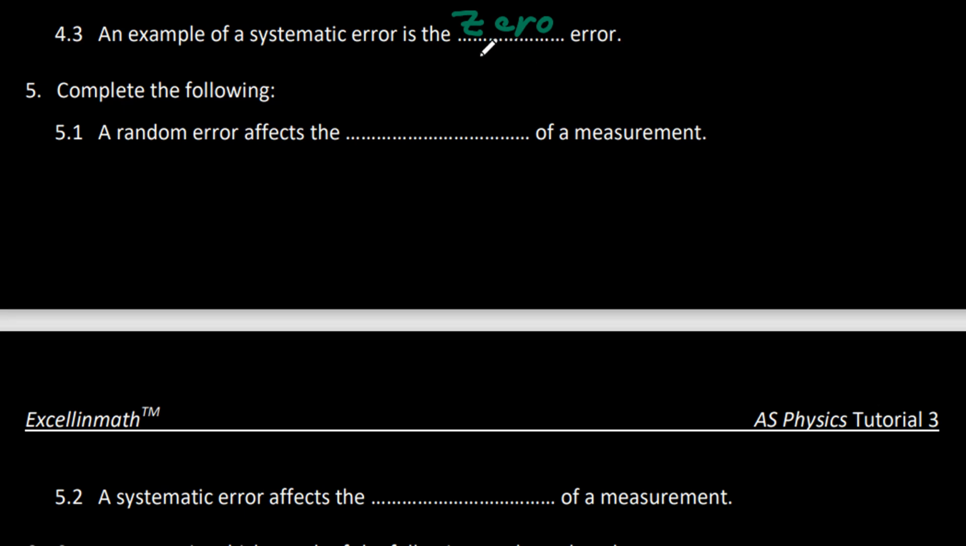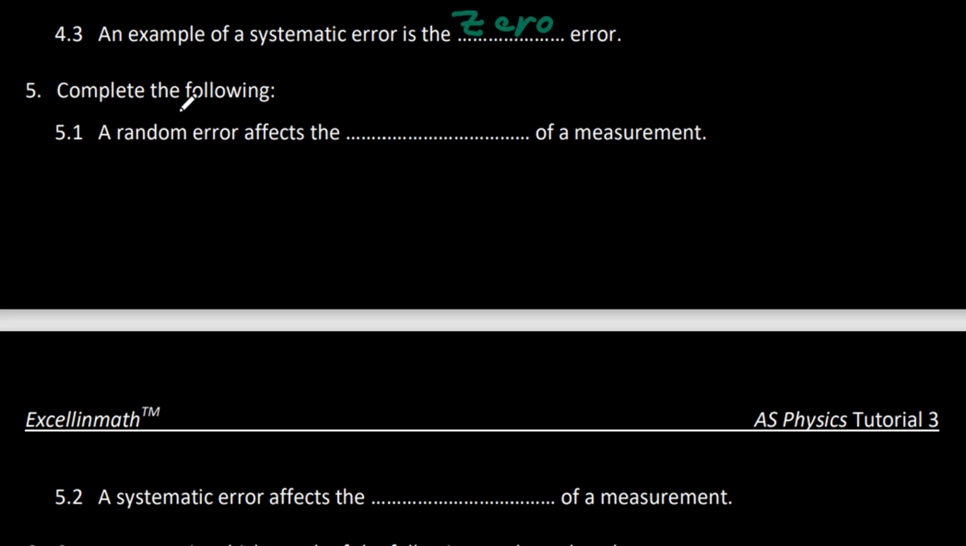The zero error is when an instrument shows a reading when the reading should be zero. So when an instrument shows a reading when it's not being used. So every time you use the instrument, it will show a reading greater than what it actually should be. This is an important example of a systematic error. And remember that a systematic error occurs every time you use the instrument.